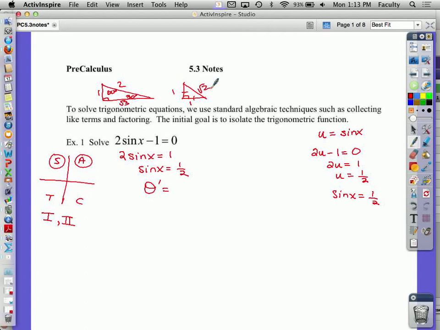Pi over 6. And I love it that you answered in radians. It's 30 degrees, but that's pi over 6. So then, I'm in the first and the second quadrant. That's pi over 6 and 5 pi over 6. Now, this does not say solve it over the interval from 0 to 2 pi. It says solve it. So that means we have to revisit something.